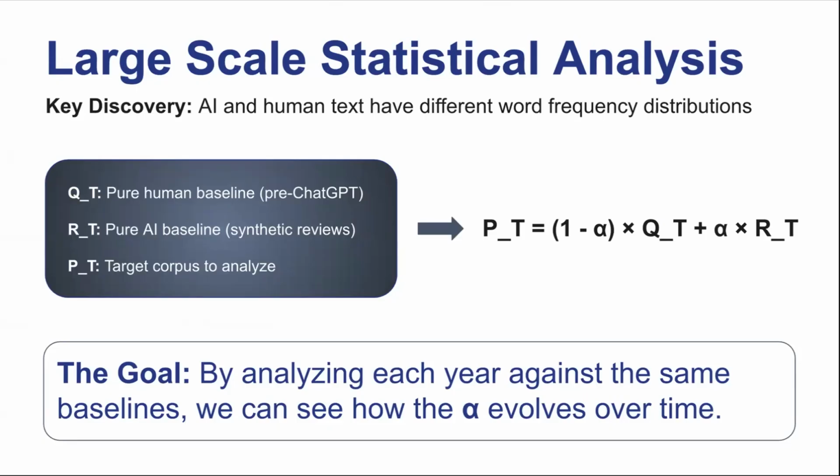For this one, I chose GPT models, so these are synthetic reviews. And finally, our target corpus, which we will analyze, which will be the individual years. Again, our goal here is to analyze each year against these same baselines, this formula, and see how alpha evolves over time, alpha being the percentage of AI-generated content.